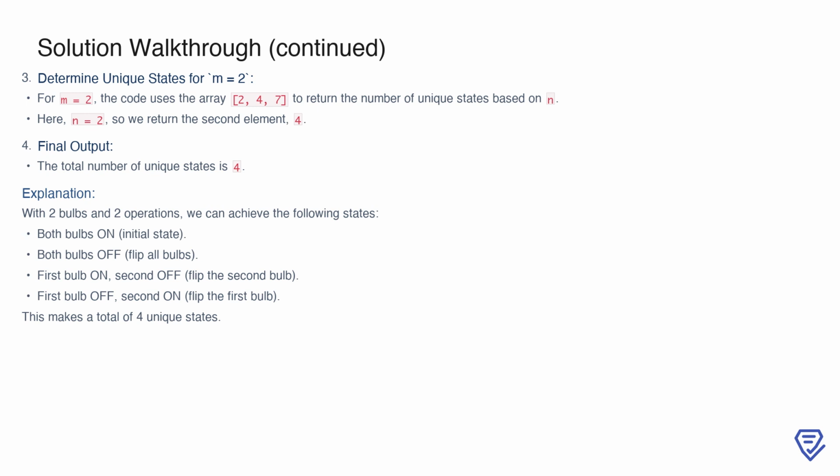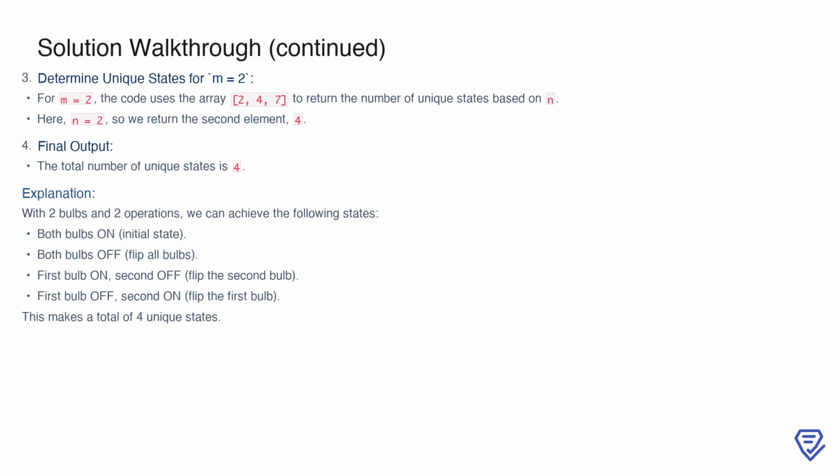The value of n determines which element of the array to choose. Here, n equals 2, so we take the second element, which is 4. This means there are 4 unique states possible. Let's understand why. With 2 bulbs and 2 operations, you can achieve the following states.